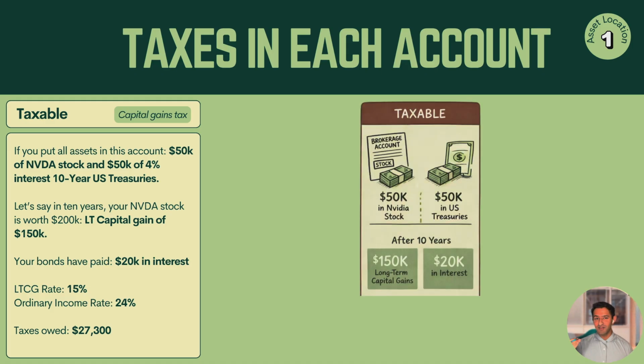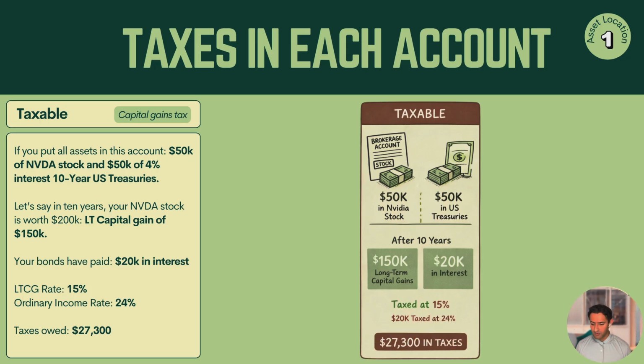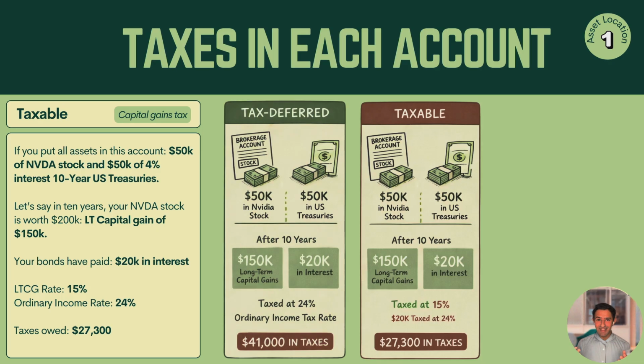That means that the $150,000 gain in NVIDIA is likely going to get taxed at 15%. Could be more, could be less, just depends. But it's very likely it will be 15%. Now, the interest of $20,000 is going to get taxed at your ordinary income rate. That's just how interest is taxed in terms of a U.S. bond. So your taxes owed in that case would be $27,300. Pretty big difference from the tax deferred account. So you can see that the same investments placed in different accounts have wildly different tax outcomes.